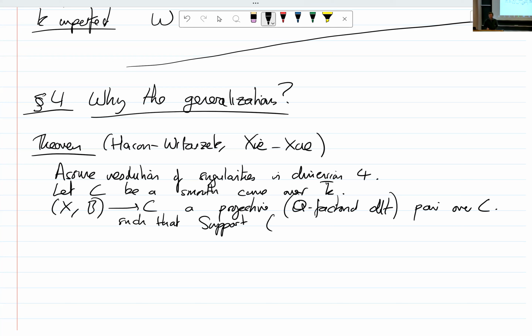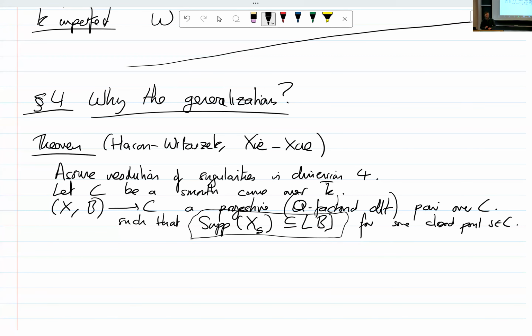of, okay, well, the support of some fiber, so I better introduce a fiber, such as the support of X sub S is contained in the round down of the boundary, so the coefficient 1 part, for some closed point S in C. Okay, so you have a setup where you have a fourfold over a curve, and your special fiber is contained in the boundary.